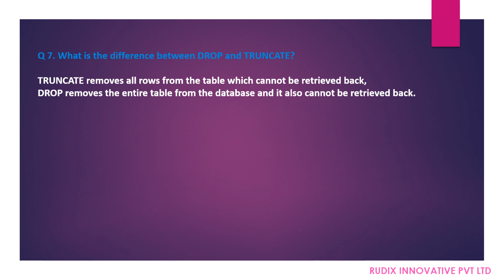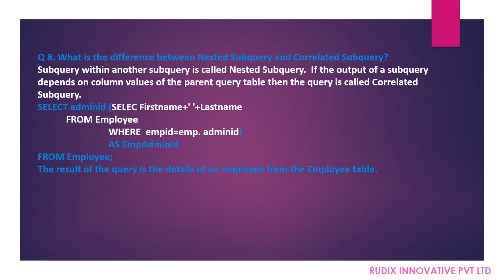In a simple way, truncate removes all rows from the table, which can't be retrieved back. Drop removes the entire table from the database and it also can't be retrieved back. Both can't be retrieved back once the data is deleted from the table or from the database. Next question. What is the difference between nested subquery and correlated subquery?